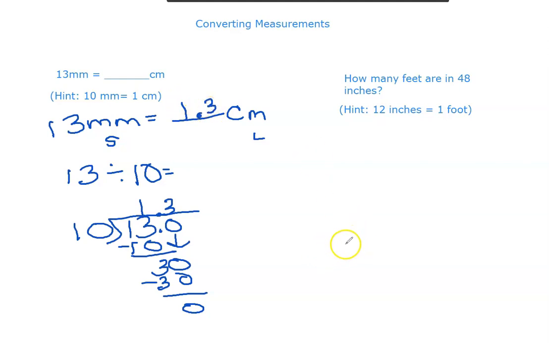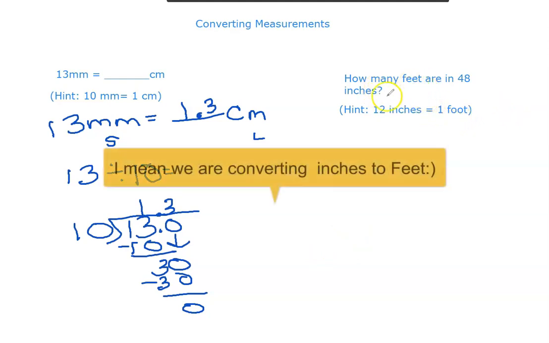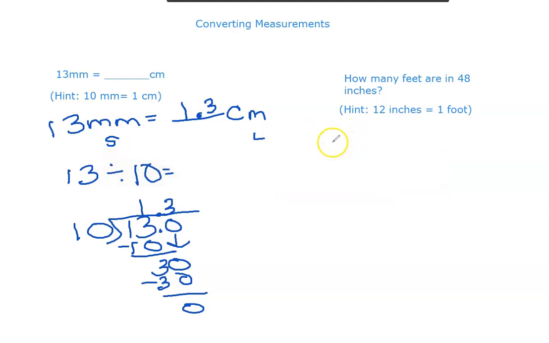In our next example, we're using U.S. customary measurements, and we are converting inches to feet. The question is, how many feet are in 48 inches? I'm going to first write down my equation. What I do know is I have 48 inches. Now I'm going to convert it to feet.